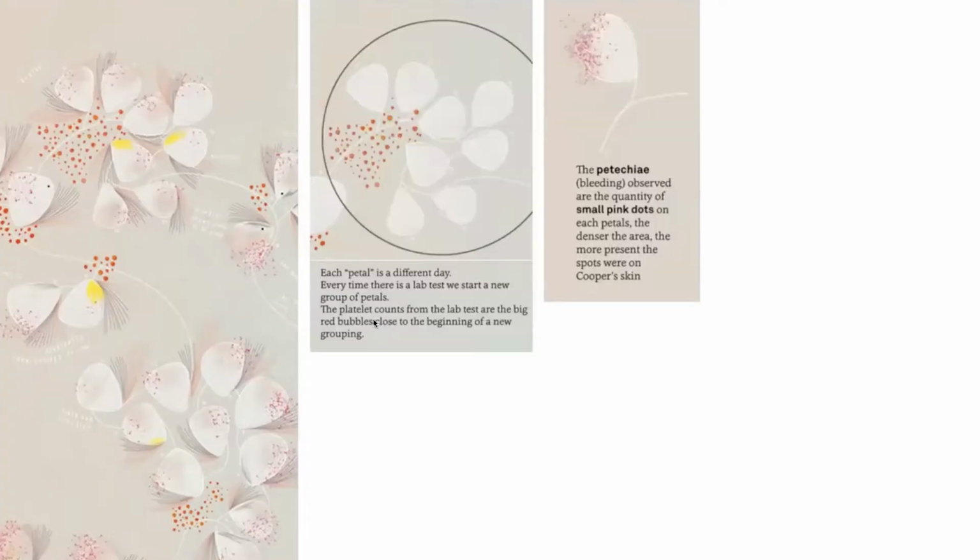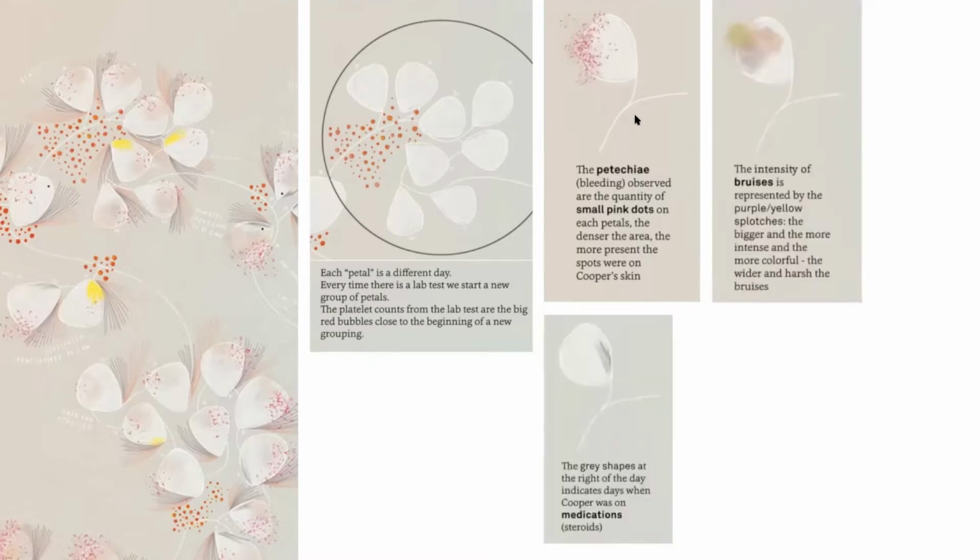So each petal that you see here represents a different day. And every time there is a test, it shows a new group of petals. And the platelet counts are represented by the red spots around these petals. Similarly, there are small pink dots that talk about Cooper's bleeding. There are bruises. The purple yellow splotches on the petals represent the bruises on Cooper's body. And similarly, there are these gray shapes at the right side of every petal that talk about the medications that Cooper has taken or the steroids that she had to go through.